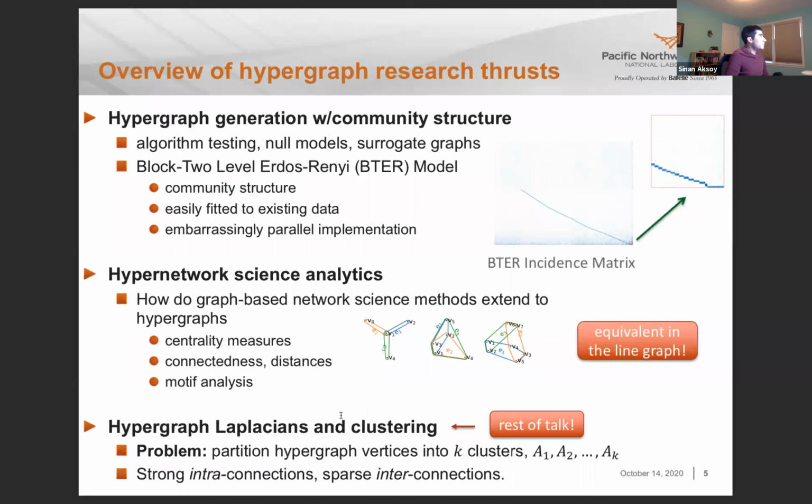And the last main thrust that I'm involved with is on hypergraph Laplacians and clustering. That's what we're going to talk about for the rest of the talk. Again, the problem is that we have a hypergraph and its vertices, and we want to put them into K clusters, A1 through AK. Typically, you want to do this so that you have really strong connections, whatever that means, inside each cluster, and really sparse connections between clusters.